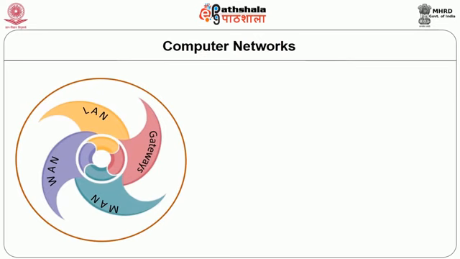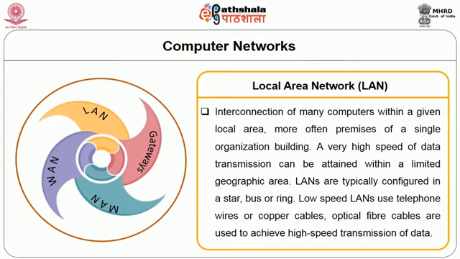The first one, local area network. In this, many computers are interconnected within a given local area, more often the premises of a single organization or building. A very high speed of data transmission can be attained within a limited geographic area. LANs are typically configured in a star, bus or ring topology. Low-speed LANs use telephone wires or copper cables. Optic fiber cables are used to achieve high-speed transmission of data.